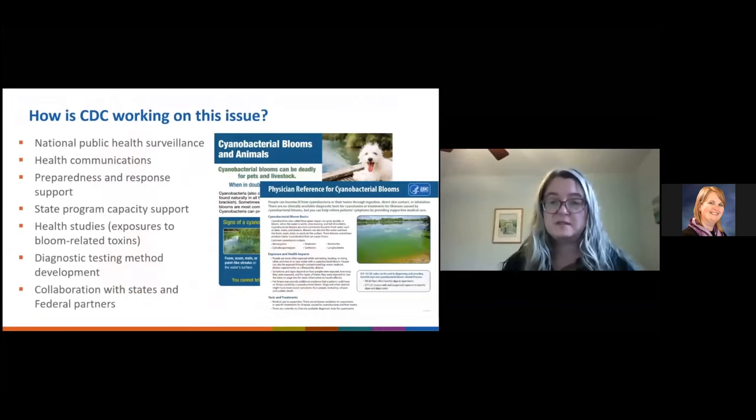CDC works to mitigate and prevent HAB-associated illnesses in several ways. One of these is national public health surveillance, which will be the focus of today's presentation. CDC also develops health communication tools and resources to raise awareness and increase knowledge about HABs, provide public health related technical assistance for preparedness and response during HAB events, and support state HAB program capacity building efforts. Additionally, CDC conducts health studies to understand exposures to toxins, develops diagnostic testing methods for toxins, and collaborates with state and federal partners through work groups and other activities.